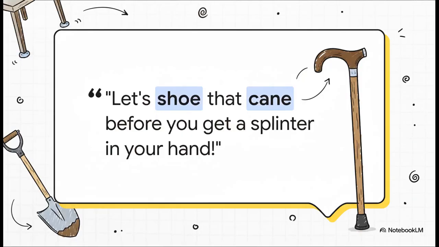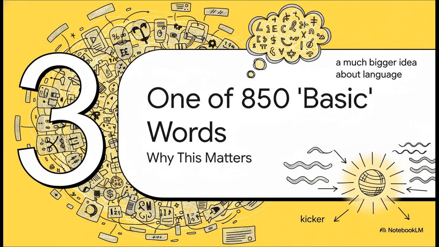You could say, let's shoe that cane. You're talking about putting a metal or rubber tip on the end of a walking stick. You could shoe the leg of a chair or even the blade of a shovel. You're literally putting a little protective shoe on something. So let's just take stock here. You've got this super simple noun and this totally wild, complicated verb with three different meanings, all packed into one little four-letter word.